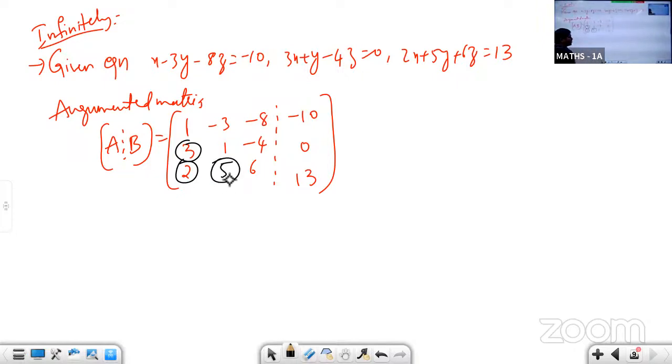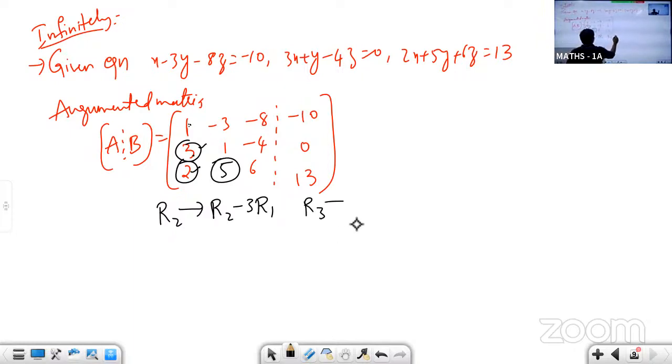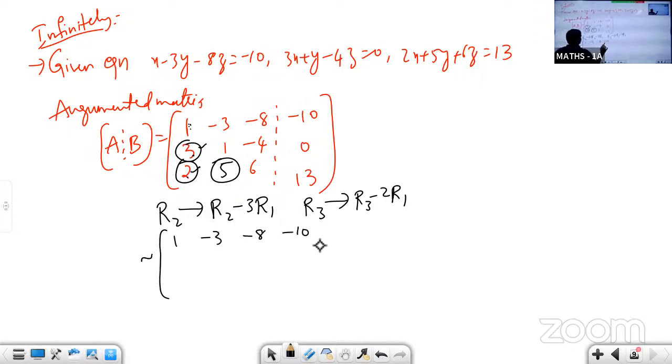These 3 you have to make zeros. First, you have to make this 0 and this 0 by using R1 only. This is fixed. So R2 tends to R2 minus 3R1, so that 3 minus 3 becomes 0. Next, R3 tends to R3 minus 2R1. 2 minus 2 becomes 0, correct? Which is equivalent to 1, minus 3, minus 8, minus 10 as it is.